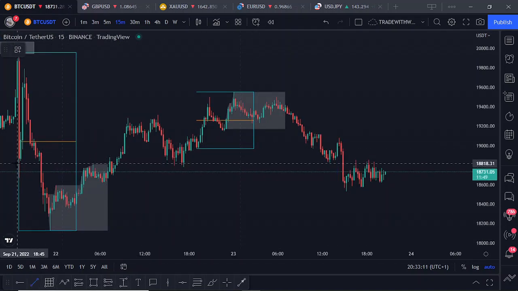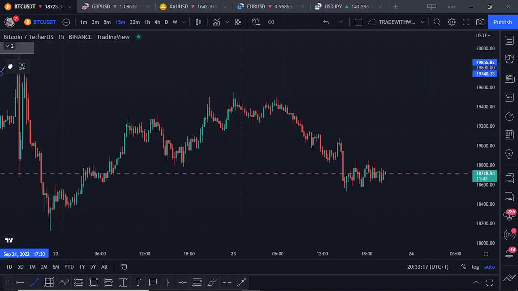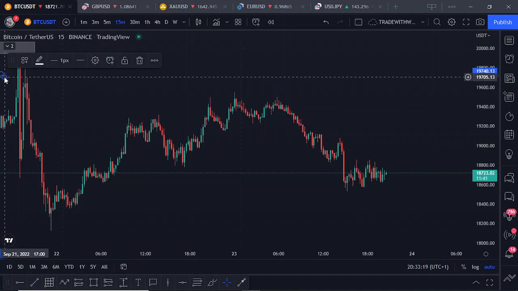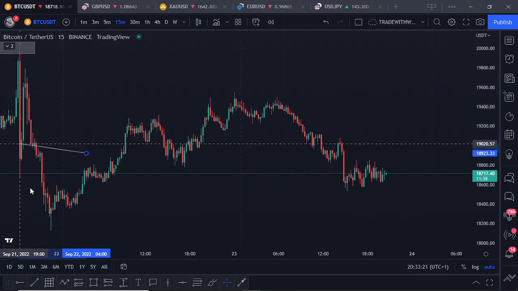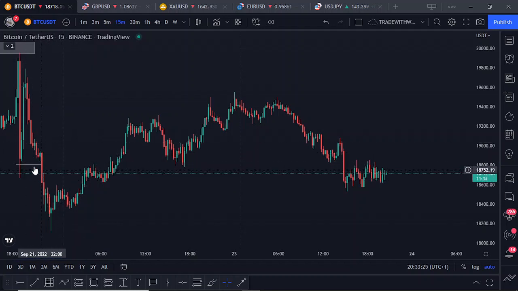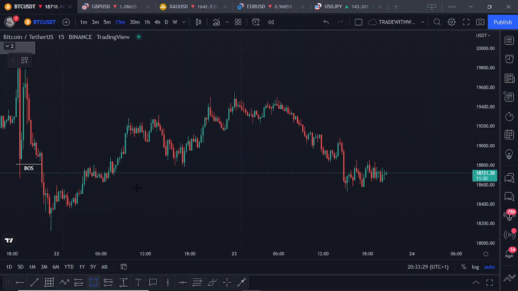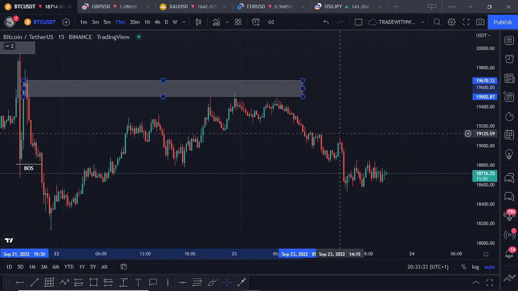You can see there was a break of structure here. There's another supply zone over here. Break of structure, you can see it broke that low, and then this was my supply zone over here. That candle, and you can see what's happened.